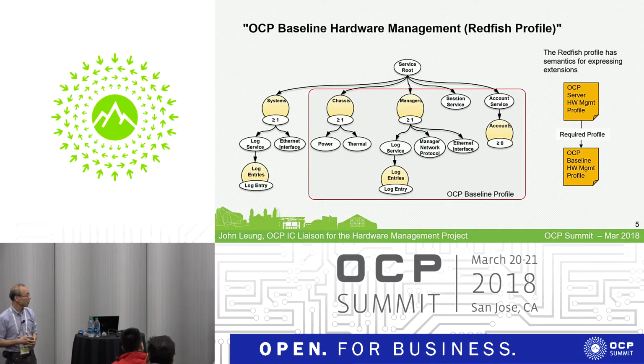Right? So the way I split up the specifications is we currently have a hardware baseline OCP profile, which is owned by the hardware management project. We have the server profile, which is now owned by the server project group. So they're doing separate reviews to make sure that this adheres to it. Okay.